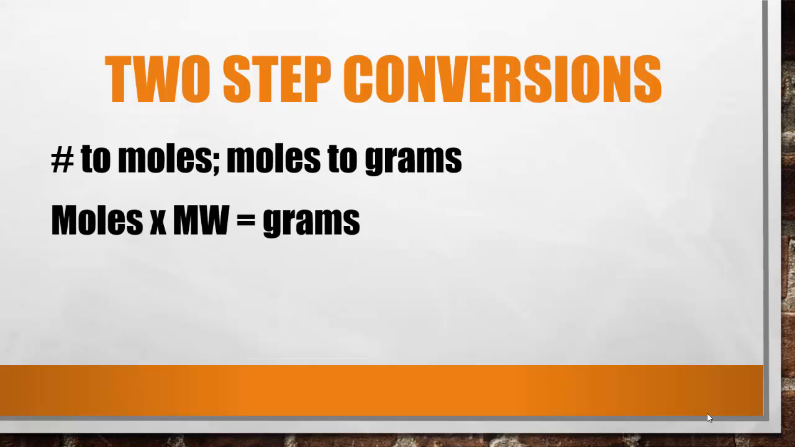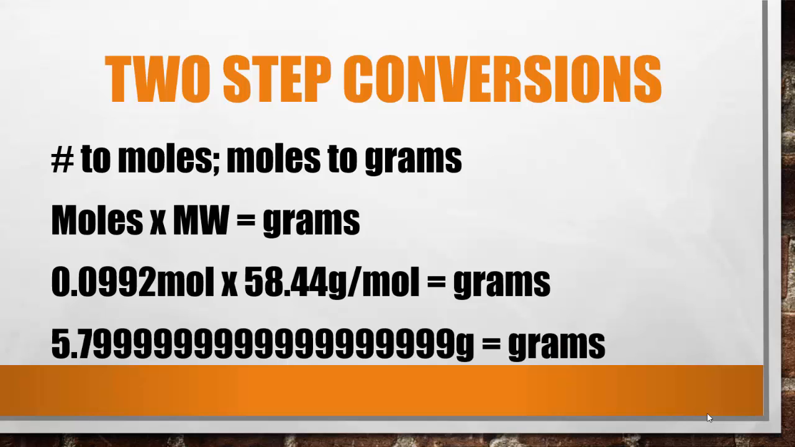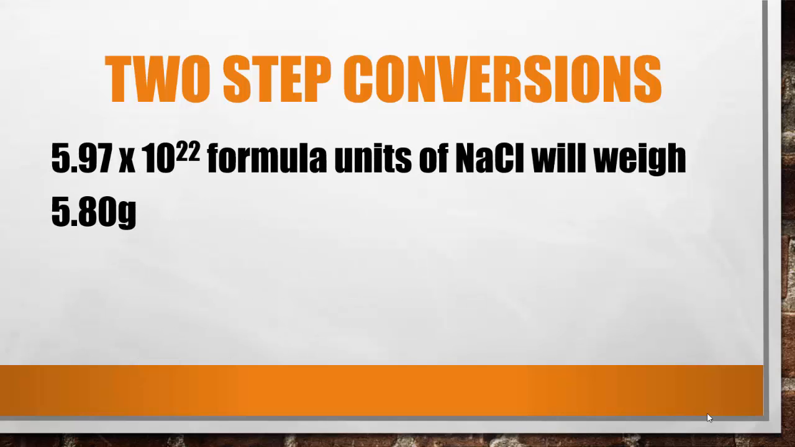Now we're going to go from moles to grams, so we're going to use this equation. We plug in what we know, and we can easily calculate the molecular weight of sodium chloride. The moles we just calculated times the molecular weight, or the formula weight. This is what shows up on the calculator. So we would say that the 5.97 times 10 to the 22 formula units of sodium chloride weighs 5.80 grams.